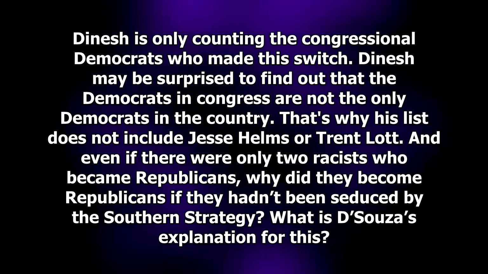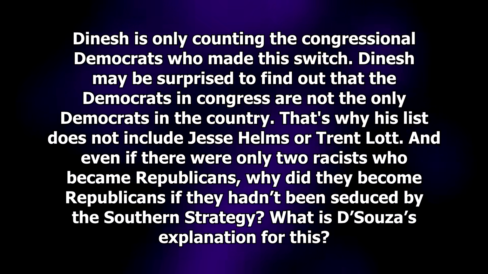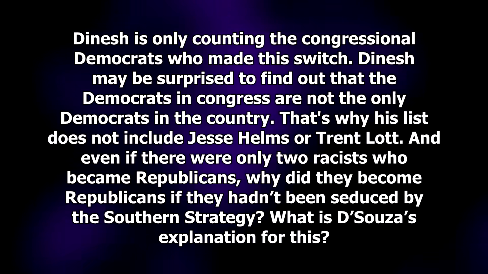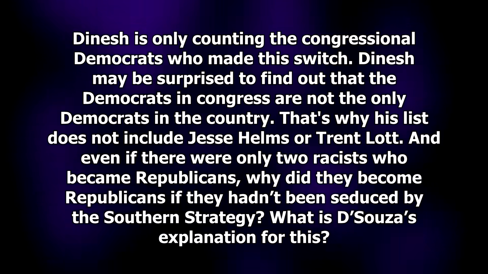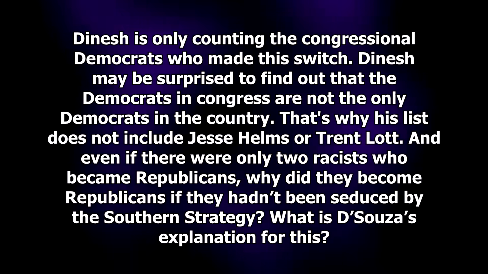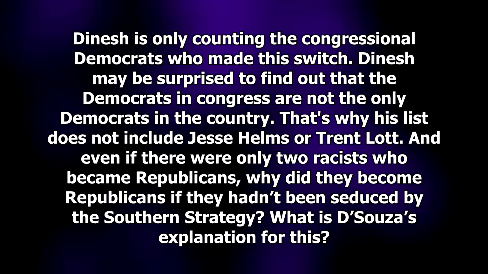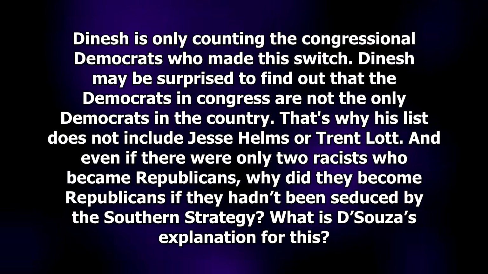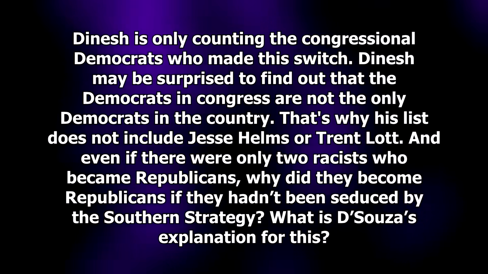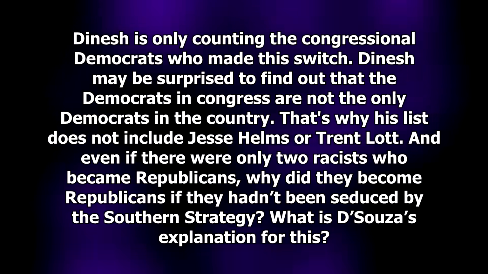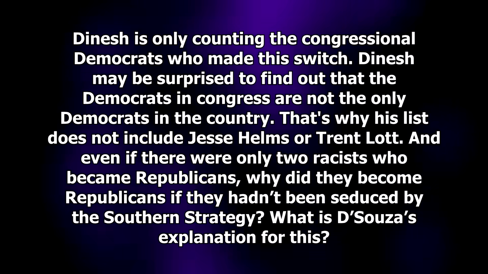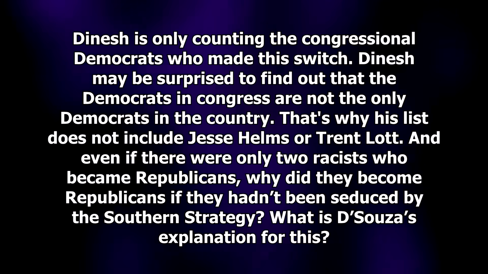Dinesh is only counting the congressional Democrats who made the switch. Dinesh may be surprised to find out that the Democrats in Congress are not the only Democrats in the country. That's why his list does not include Jesse Helms or Trent Lott. And even if there were only two racists who became Republicans, why did they become Republicans if they hadn't been seduced by the Southern strategy? What is D'Souza's explanation for this?